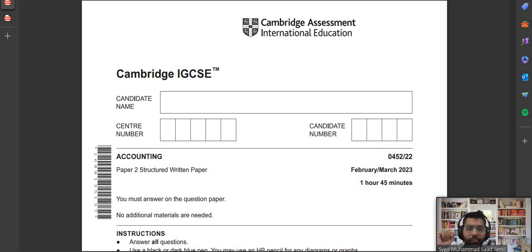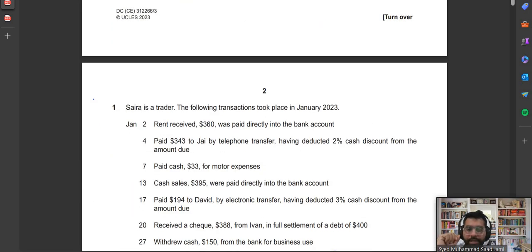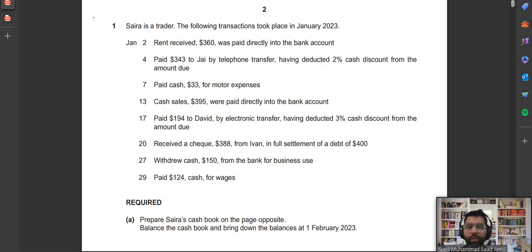We are doing 0452 February March 2023. Okay guys, so the first question over here is that Syra is a trader. The following transactions took place in January 2023. Now before we start the question, my advice to you guys is that read the question twice. Once before you solve the question itself and once while you're solving the question.